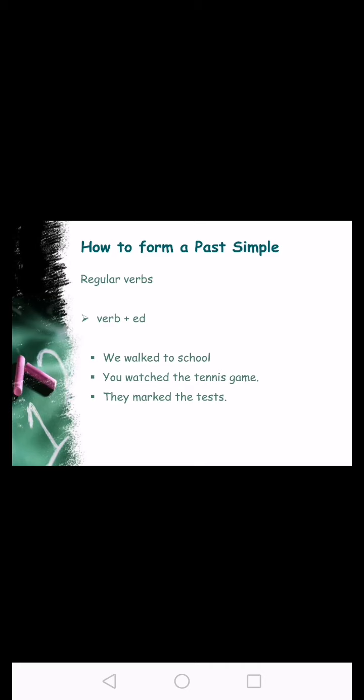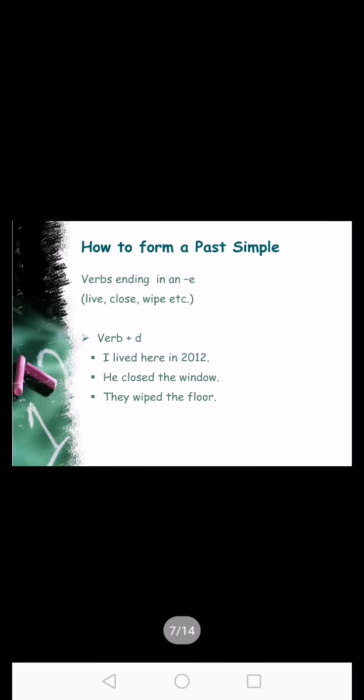Examples: we walked to school. You watched the tennis game. They marked the tests. Verbs ending in e, like live, close, and wipe, you add d to these verbs only. I lived here in 2012. He closed the window. They wiped the floor.